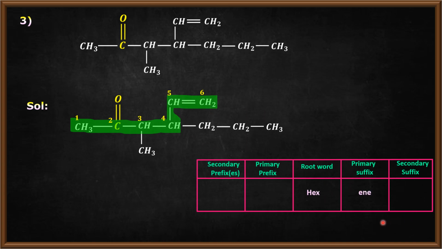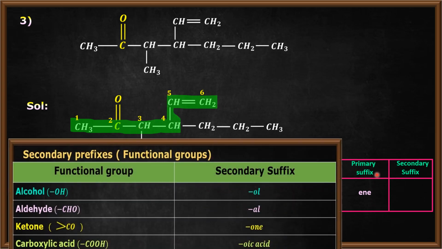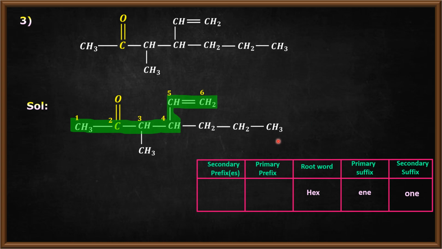Root word is hex, primary suffix is ene. Why? Because this chain contains a carbon-carbon double bond. For that reason the primary suffix is ene. Secondary suffix: the ketone functional group is there, and the secondary suffix for the ketone functional group is one, O-N-E. And this one is the substituent or secondary prefix. 1, 2, 3 carbon atoms are there and 7 hydrogen atoms are there. It is a propyl group.